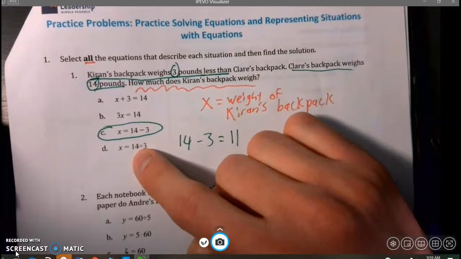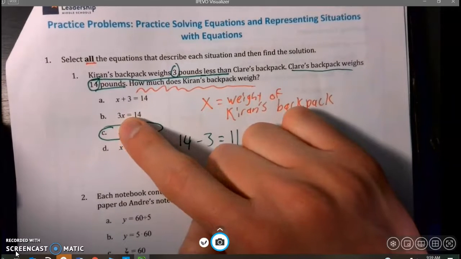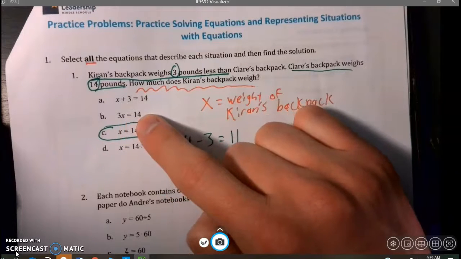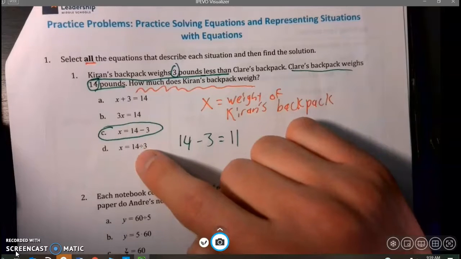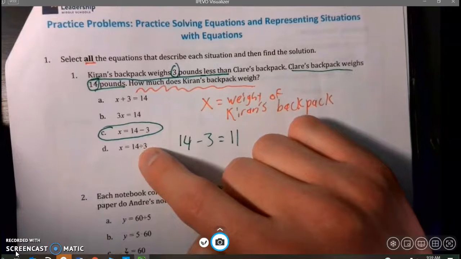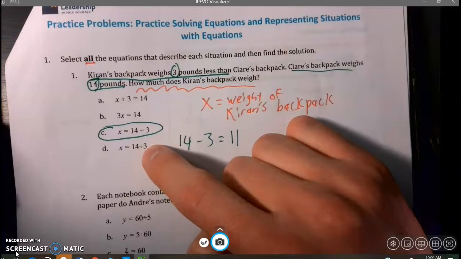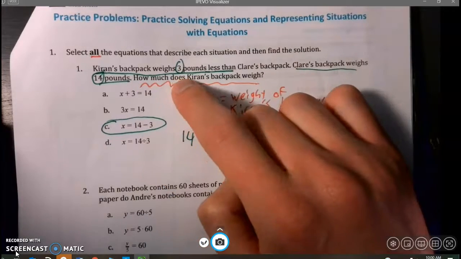I mean, B is saying 3 times Karan's book bag weight is Claire's book bag weight? I don't think so. And here we're dividing Claire's backpack by 3, so that would be saying that Karan's book bag is 1/3 of the weight. That's not what it says at all. It says 3 pounds less than.